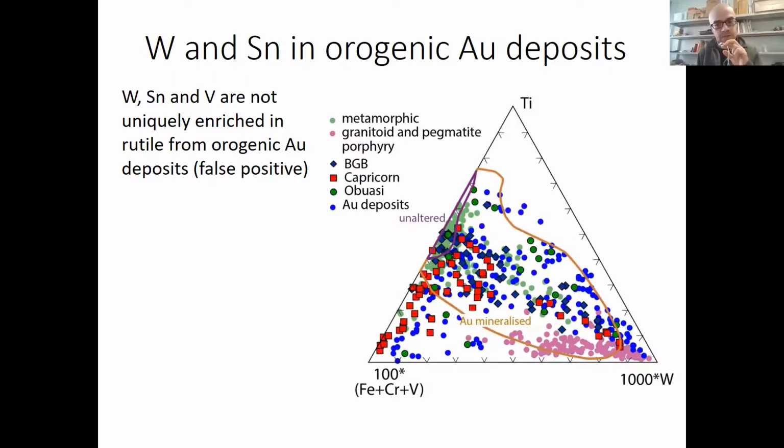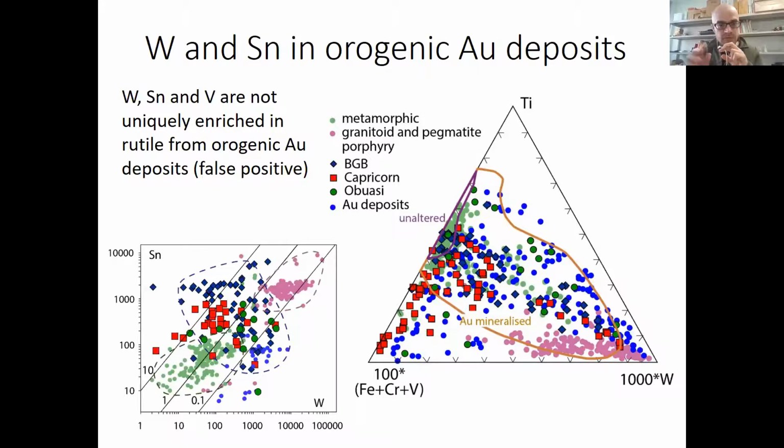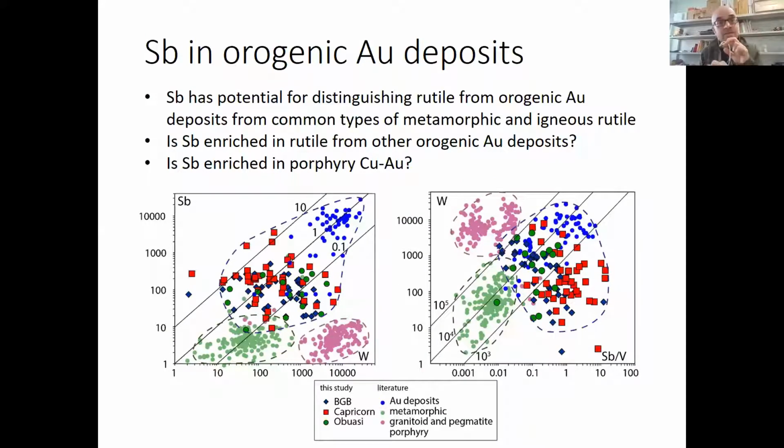If we plot gold deposits from the Barberton Greenstone Belt, from the Capricorn, Obuasi, plus some other gold deposits worldwide, all orogenic gold deposits, this is the same data set that I plotted previously. You can see that there's a large overlap. Now, if you do the same consideration with tin, you will find similar conclusions. And so it looks like, at least in our data set, antimony in orogenic gold deposits is more indicative of gold mineralization.